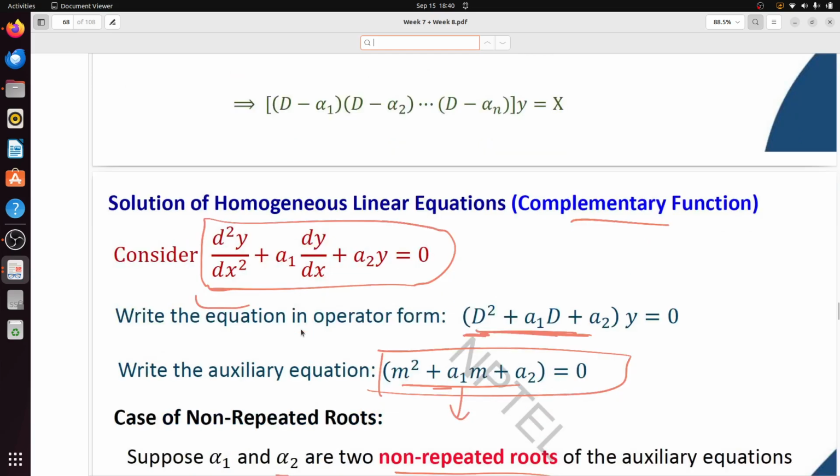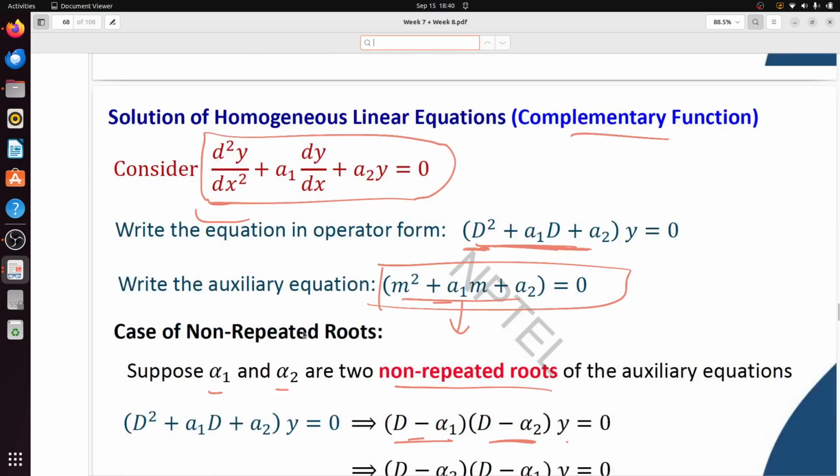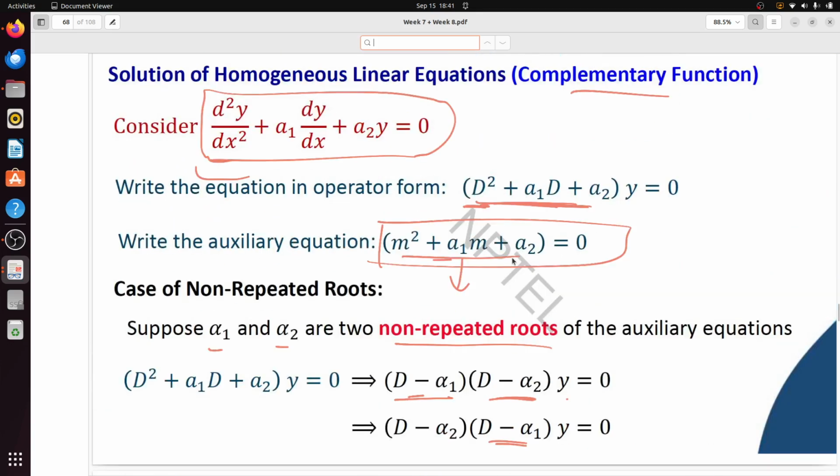Now there are many problems associated with the second order differential equation, and that will actually serve as a basic tool for proceeding to higher order systems. Okay, so consider d²y/dx² plus a1 dy/dx plus a2 y equal to 0. Write the equation in operator form: (D square plus a1 D plus a2) y.